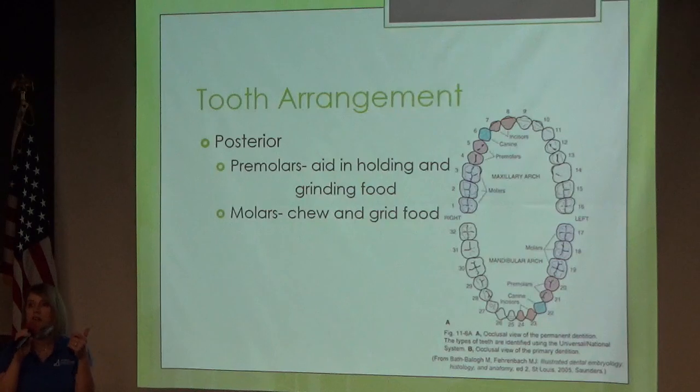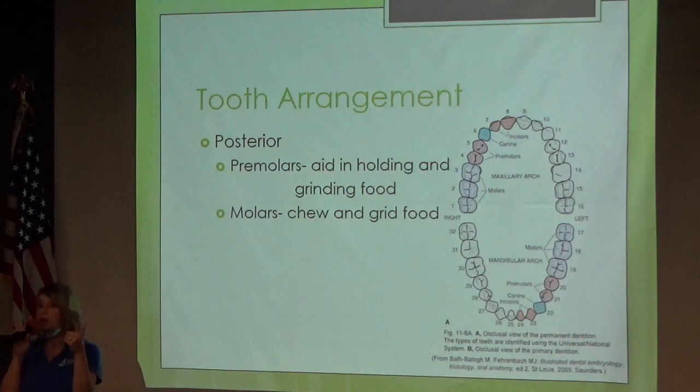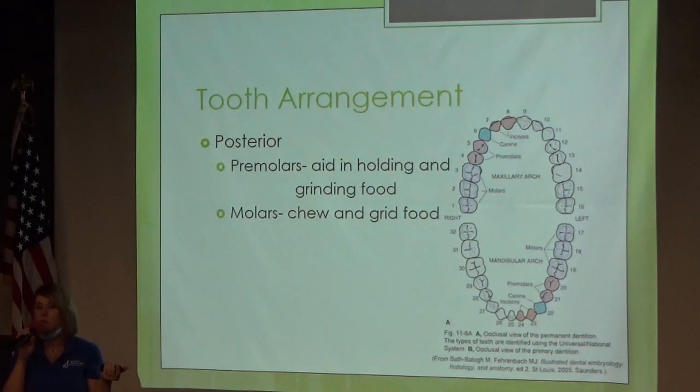So remember, anterior are incisors and canines, which are centrals, laterals, and canines. And so anterior, we usually say, is canine to canine. That's just the easiest way to remember it. So the anterior, whether we're talking about maxillary or mandibular, is referred to as canine to canine.